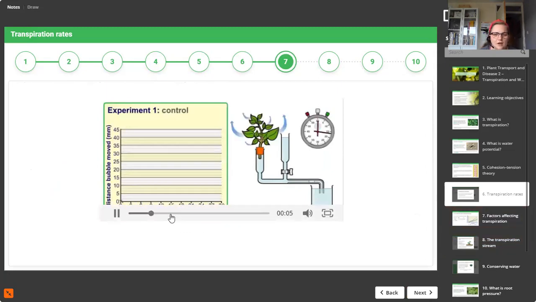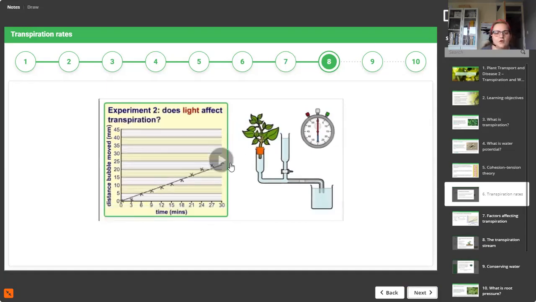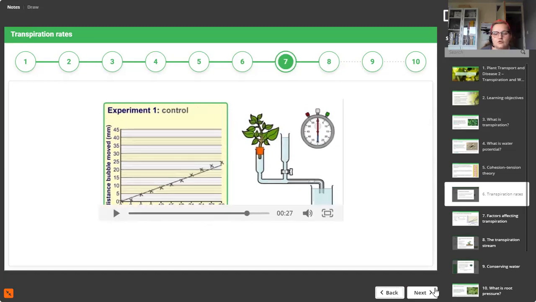results. So experiment 1. As time passed, we're going to put our recordings on, and this is a distance that our bubble has moved along the capillary tube. Speed that up so we can get to it a bit quicker. And as we can see, we've got an increase in the direction of it moving. It's moved more distance each time. So that was our control.